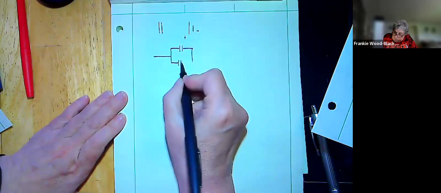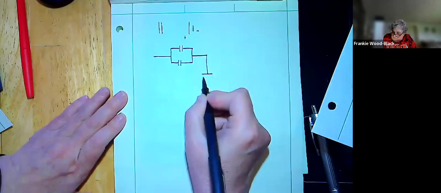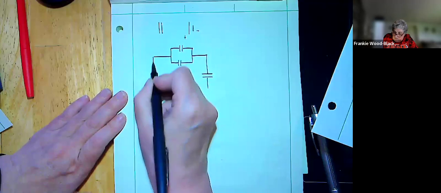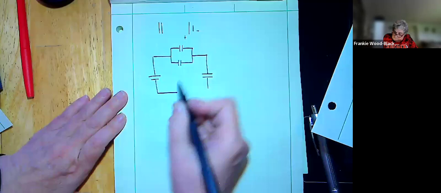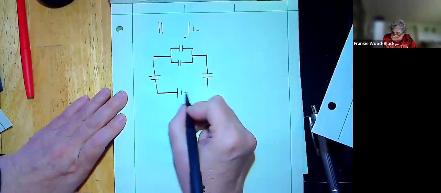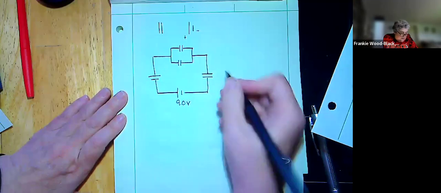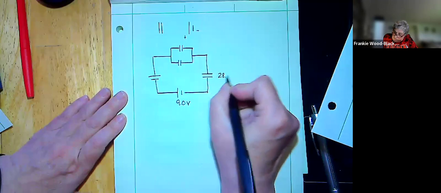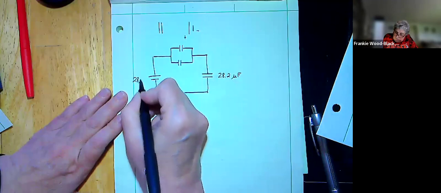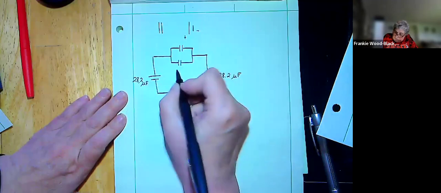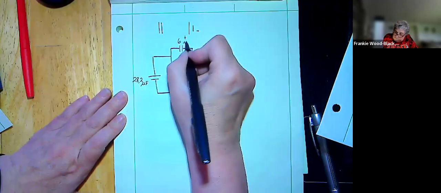And we're going to use some funky numbers so it matches what you're running into in WebAssign. WebAssign says that this is going to be 9 volts. This is going to be 28.2 microfarads. This is 28.2 microfarads. This one is 22.2 microfarads, and this is 6 microfarads.